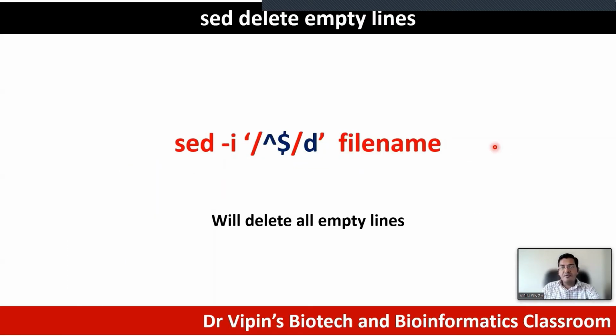Sed can also be used to delete lines. In this example, we're deleting only the empty lines, the lines that do not have any content. For deleting a line, the flag is d. So you can use the d flag to delete a line. And in this case, we're deleting only the blank lines. So the syntax for deleting the blank lines is sed -i.